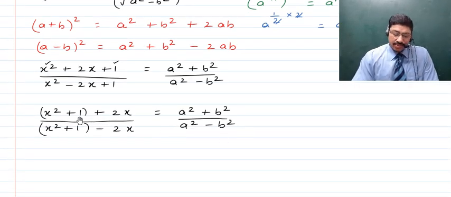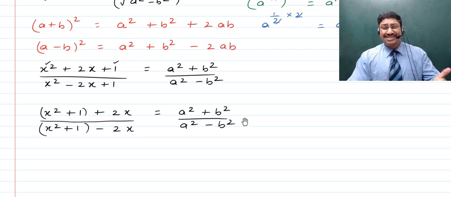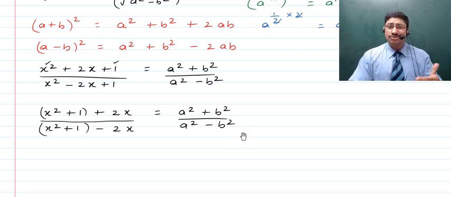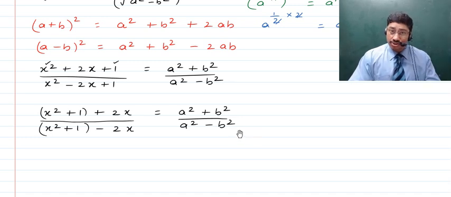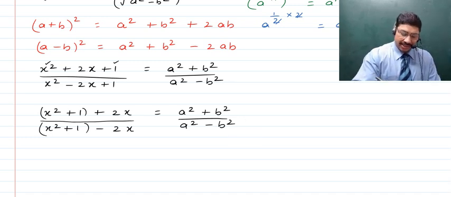That is, if this would have been the numerator, this would have been the denominator. So this is numerator plus denominator divided by numerator minus denominator. And here too, if a square would have been the numerator and b square would have been the denominator, so this is numerator plus denominator upon numerator minus denominator. So in order to simplify such an expression which already has componendo and dividendo, we apply componendo and dividendo once more, right? So let's apply it.